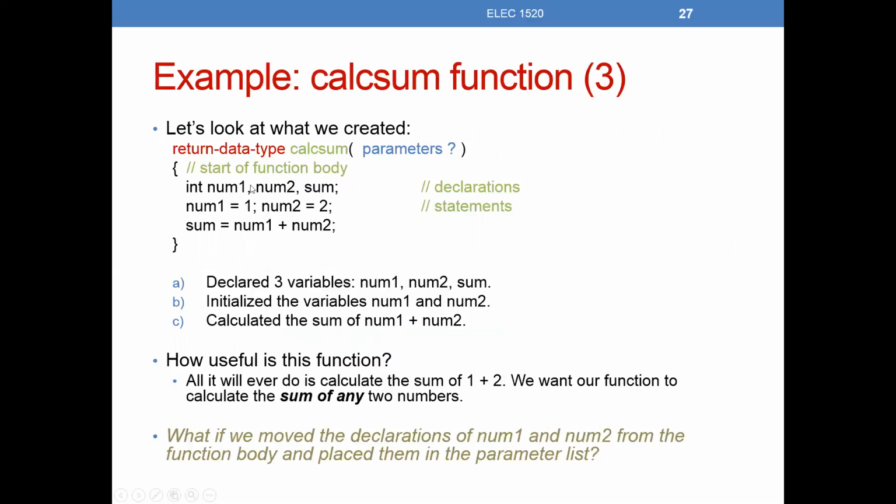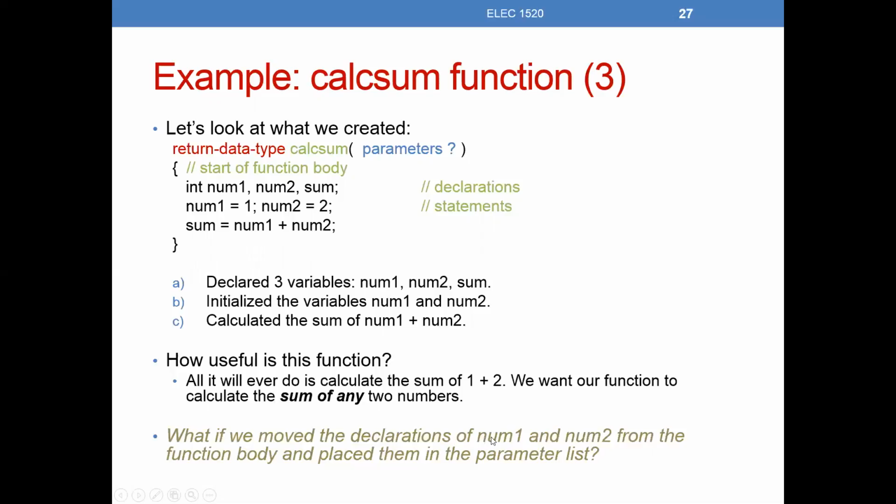So we take a look at this and start thinking about what information this function needs from the outside world. It needs the two numbers. That's what it needs from the outside world. Its function is to get those two numbers passed to it, calculate a sum, and return the sum.